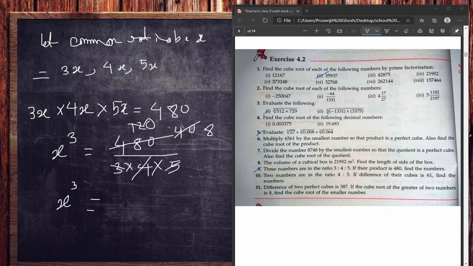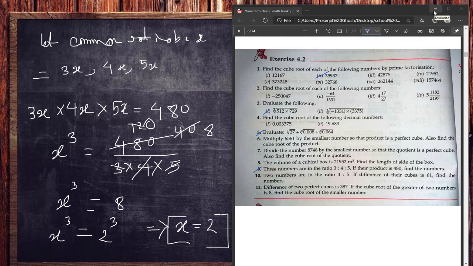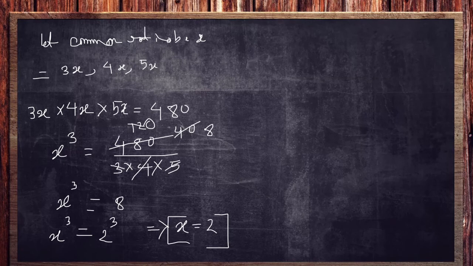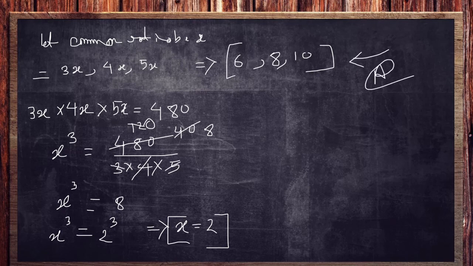So x cube will come as 8. Instead of 8 we can write that as 2 cube. Finally we can say that the value of x is 2. Very nicely done. Now we have to find the value of these numbers. We have to just multiply the value of x with 3, 4 and 5. So first it will come as 3 into 2 which is 6, 4 into 2 which is 8, and 5 into 2 that is 10. So I think you got the 3 numbers over here and that is your answer.